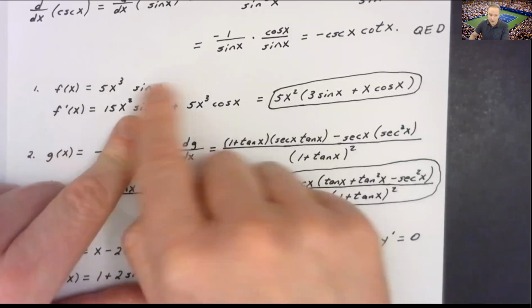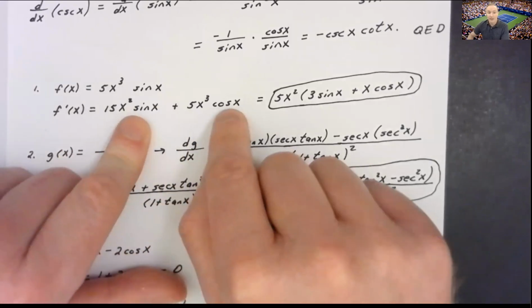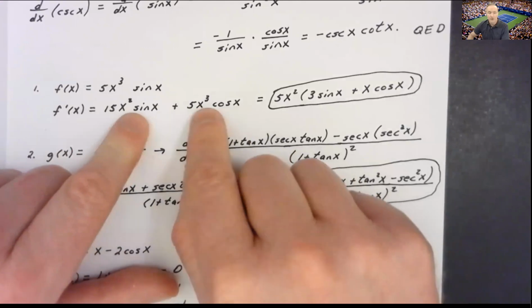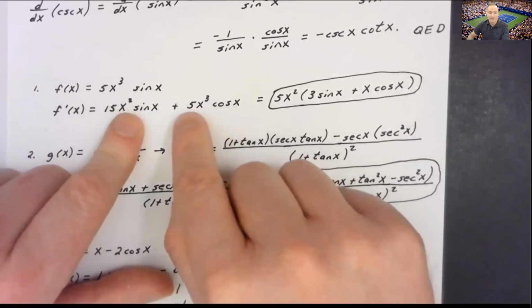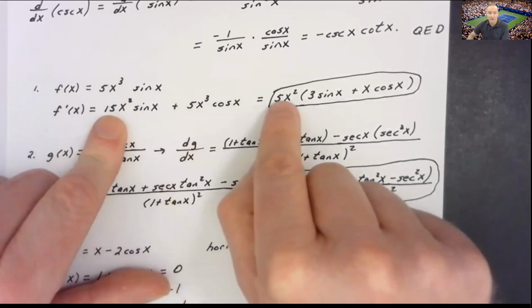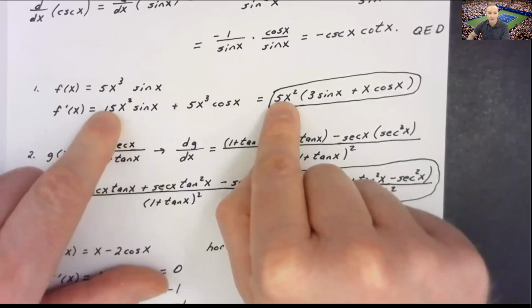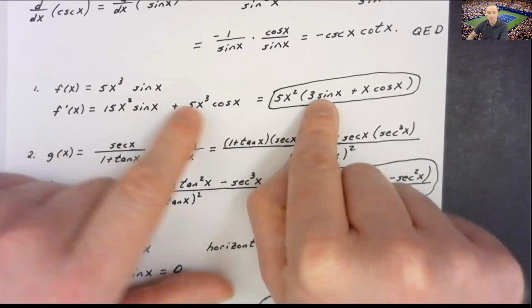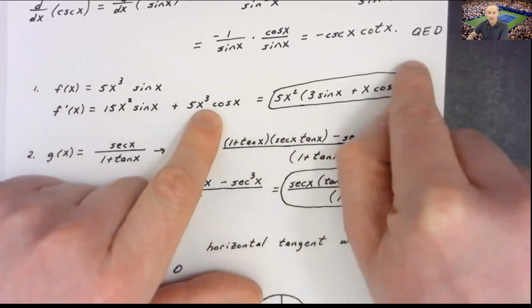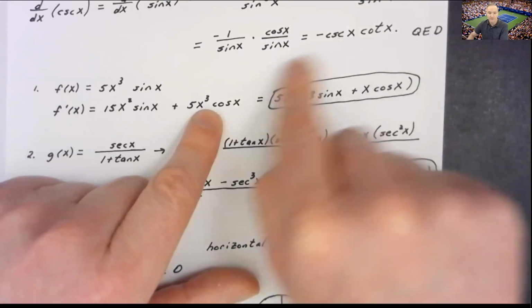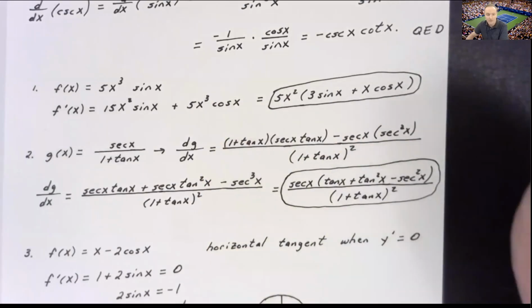Now, you could leave your answer like that. I would like you to go ahead and get used to factoring your answers. So when I look at this, I can say, well, I could factor out a 5x squared. And if I did factor out a 5x squared, I would be left with 3 sine x plus x cosine x as my remaining factor. I would always prefer a fully factored final form of the answer.